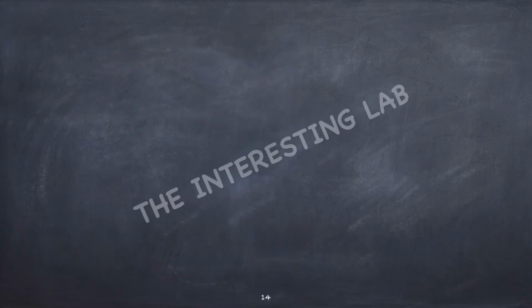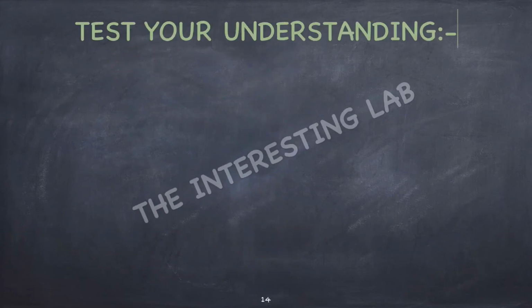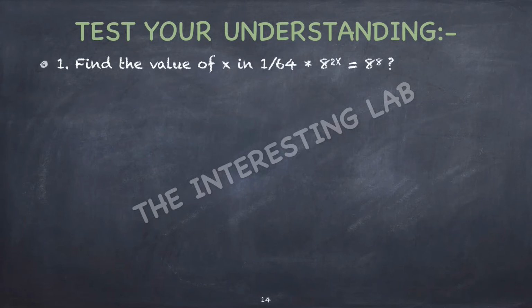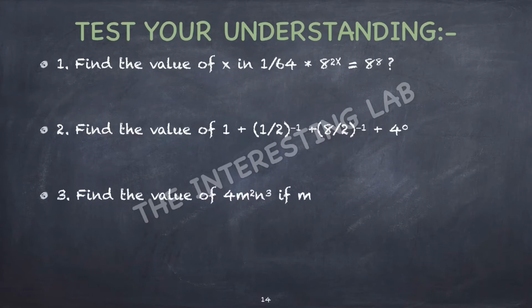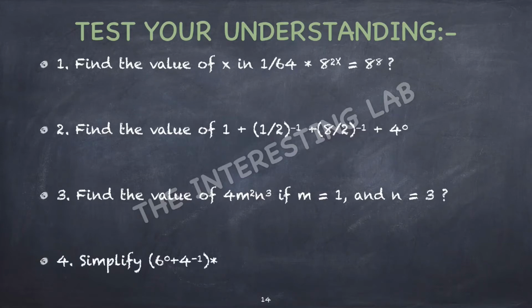To know how much you all understand about this topic, here are some questions. 1. Find the value of x in 1 by 64 times 8 power 2x equals 8 power 8. 2. Find the value of 1 plus 1 half power minus 1 plus 8 halves power minus 1 plus 4 power 0. 3. Find the value of m square and n cube if m equals 1 and n equals 3. 4. Simplify 6 power 0 plus 4 power minus 1 times 4 square times 0.1 and give reasons.